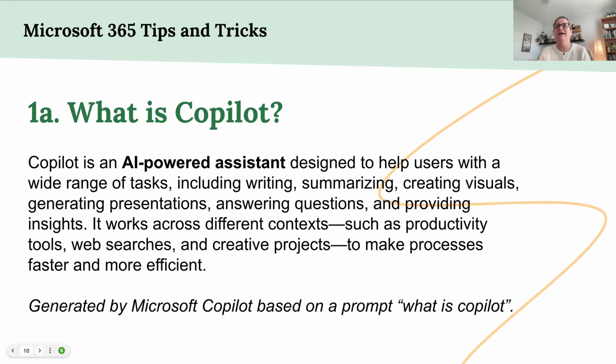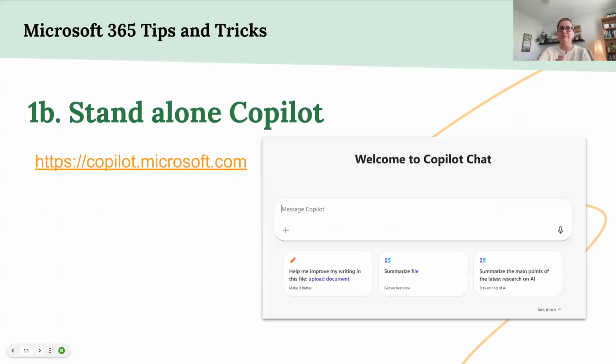I actually asked AI to define it for me, and it came back with the information that it is an AI-powered assistant designed to help users with a wide range of tasks, including writing, summarizing, creating visuals, generating presentations, and so on. Mind you, this is what Copilot told me it is. So that's the description it gave me.